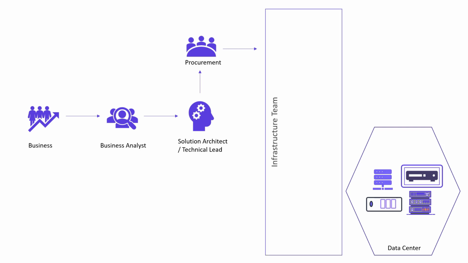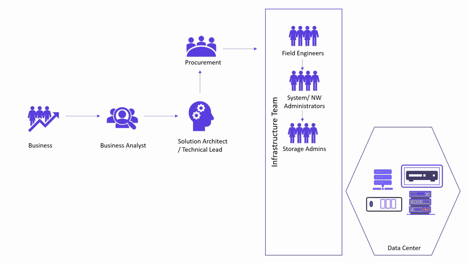Once received at the data center, the field engineers would be in charge of rack and stack of the equipment. The system administrators perform initial configurations, and the network administrators make the systems available on the network. The storage admins assign storage to the servers, and the backup admins configure backups. And finally, once the systems have been set up as per the standards, they can then be handed over to the application teams to deploy their applications.